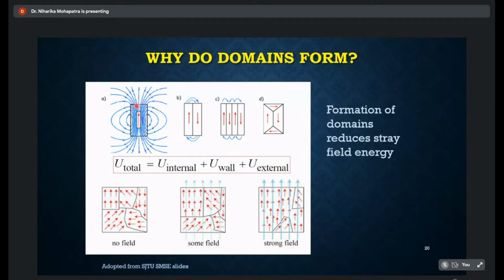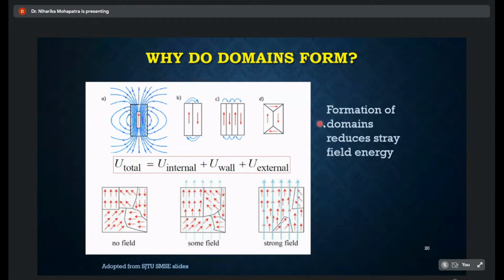If there is only a single domain, or all the spins are aligned in one direction without any domain wall, you will see that there are so many stray fields. Now let us say that we break into domains. If we break into two different domains, you will see that the field lines come from one domain and end at the other domain. So the forming of domains reduces the external stray field. If you break further into other domains, you will find that the outer stray field reduces.